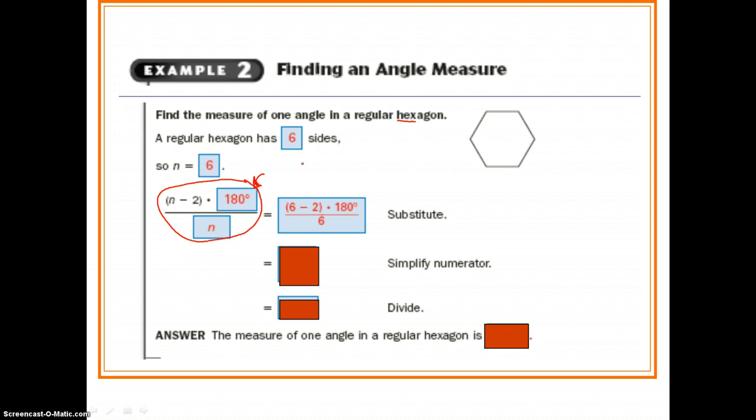So 6 minus 2 is 4. 4 times 180 is 720. Divide by 6 sides, 120. That means every angle measure, because this is a regular hexagon, is 120 degrees. Again, I could do that for each of them. And that should add up to 720.